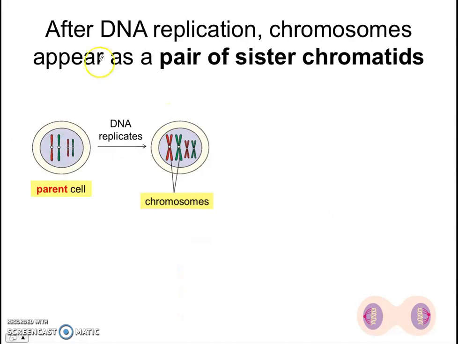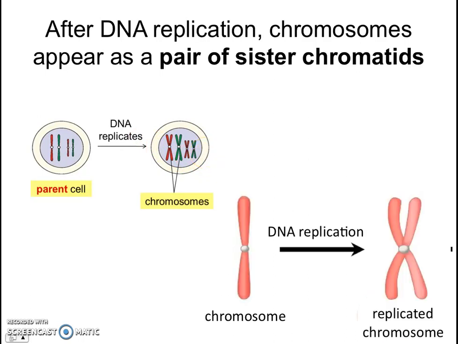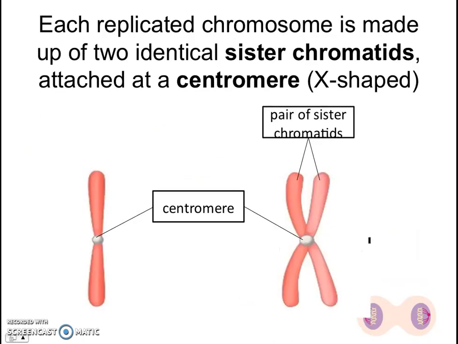Alright, so just now we looked at this diagram, the parent cell with 4 chromosomes, 2, 3, 4, and then the DNA replicates, and then the chromosomes become this X shape. So it's important for me to point out here that after DNA replication, chromosomes will appear as a pair of sister chromatids. Here's another diagram to show you what I'm talking about.